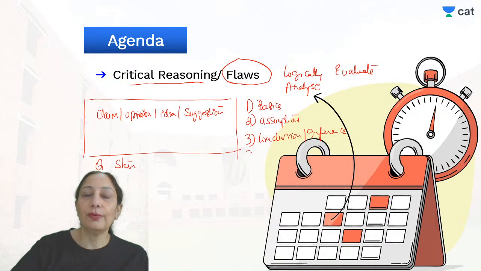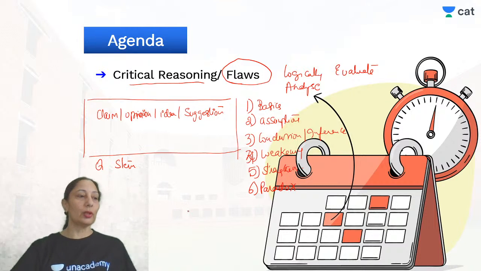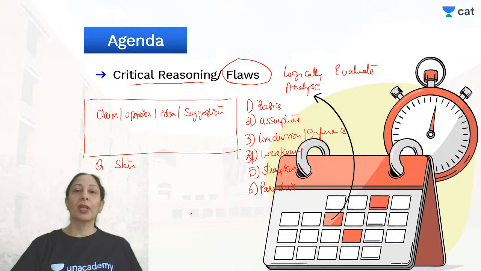Then the fourth kind of question that you will get is weakening: what will weaken the author's argument, what will strengthen the argument. Right, guys? All these are aspects I have already covered in my videos. Then I have done one video on paradox questions. What is the paradox in the argument and how do you approach this kind of question is also what I have done in my video on critical reasoning.